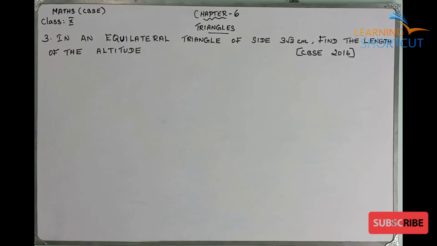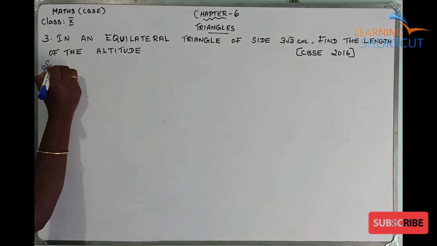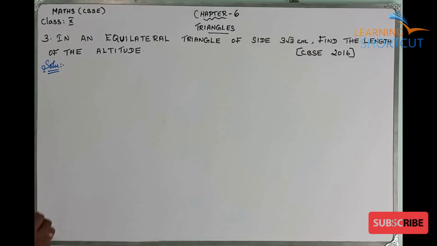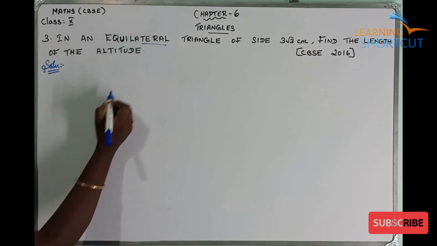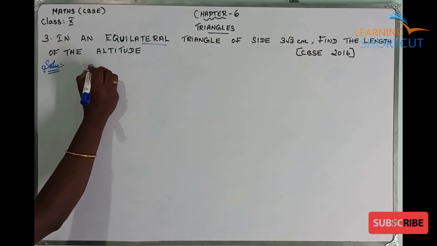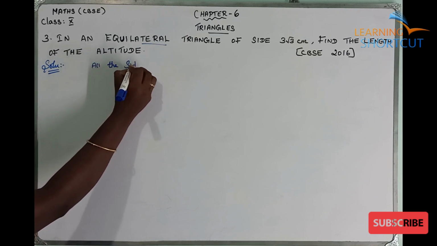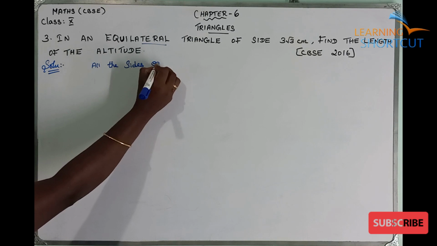The third question is, in an equilateral triangle of side 3 root 3 centimeter, find the length of the altitude. Okay, this is the question they have given. This question has been asked in your CBSE 2016 paper. They have given an equilateral triangle. What does equilateral triangle mean? All the sides will be equal, right? All of the sides are equal.